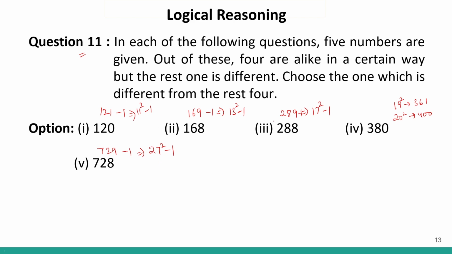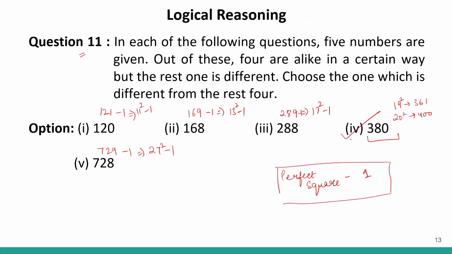Correct? So in each case, I could see this is very close to a squared number. So squared number minus 1. But in this particular case, in option number 4, this number lies somewhere between 19 square and 20 square. Correct? So I cannot make out the same relationship that was perfect square minus 1 with this number. This logic is not being used in option number 4. Hence, option number 4 is the odd one out. Clear?